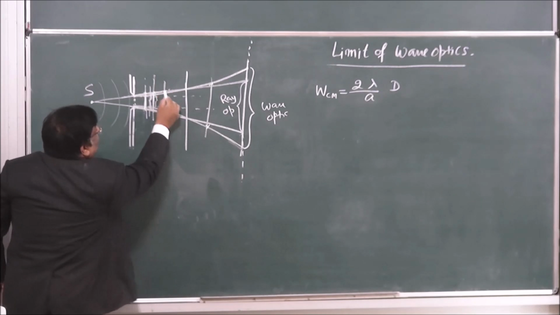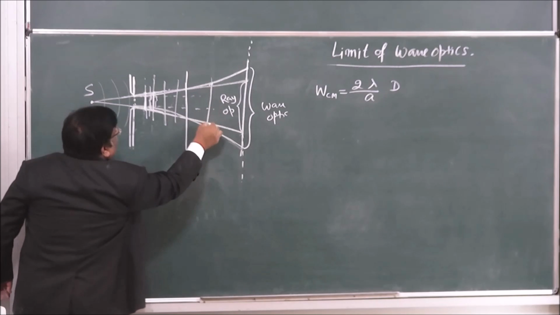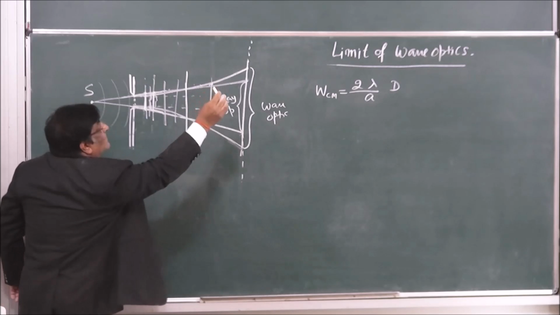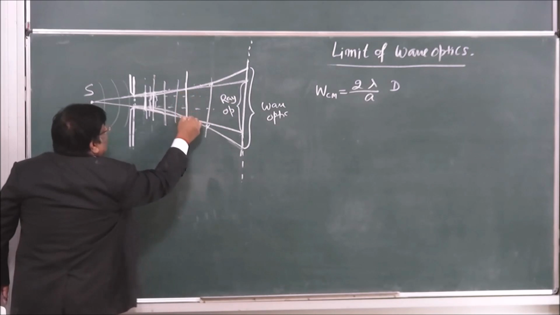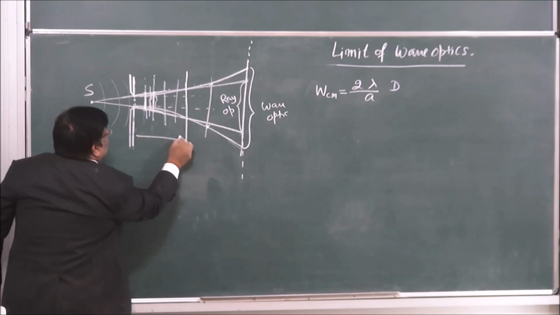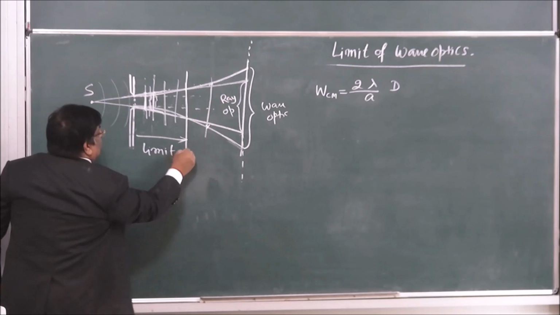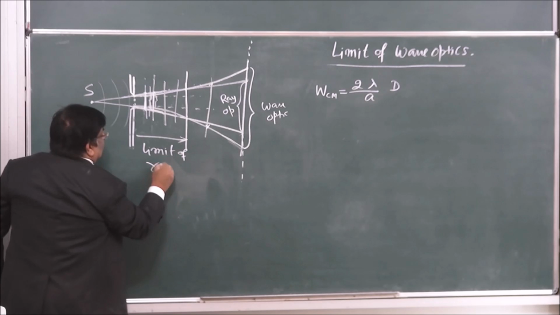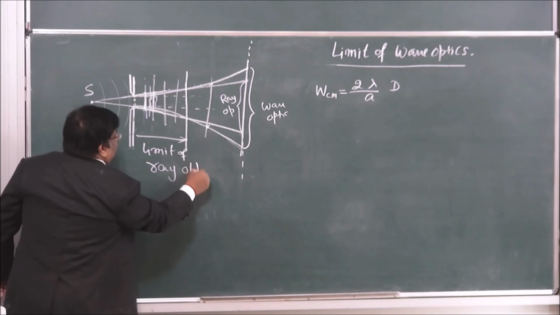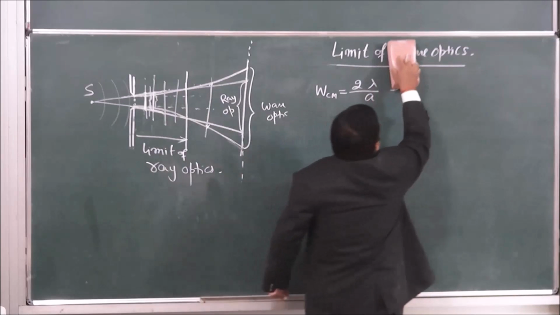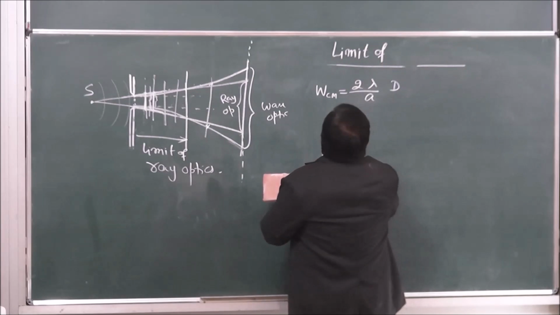यहाँ हम देखते हैं रे ऑप्टिक्स, यहाँ देखते हैं वेव ऑप्टिक्स. रे ऑप्टिक्स खत्म. कहाँ खत्म हो गई? यहाँ पर खत्म हो गई. This is limit of ray optics. So I should change the words. This is limit of ray optics.